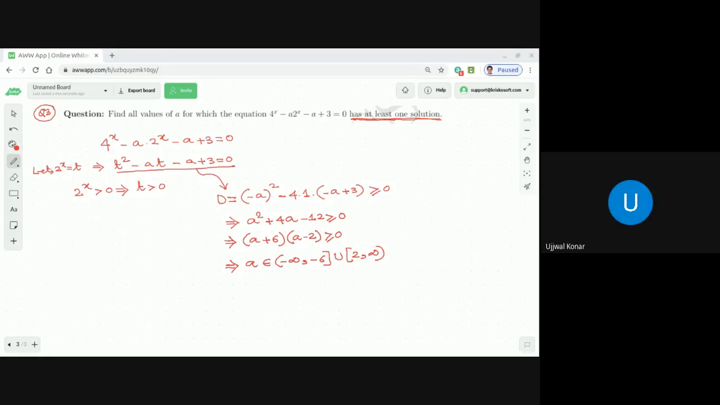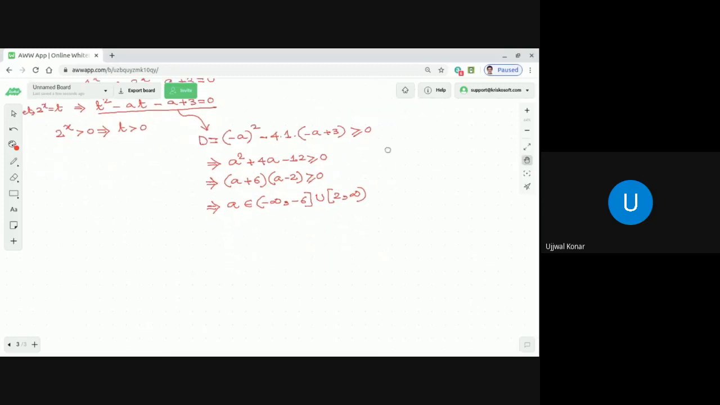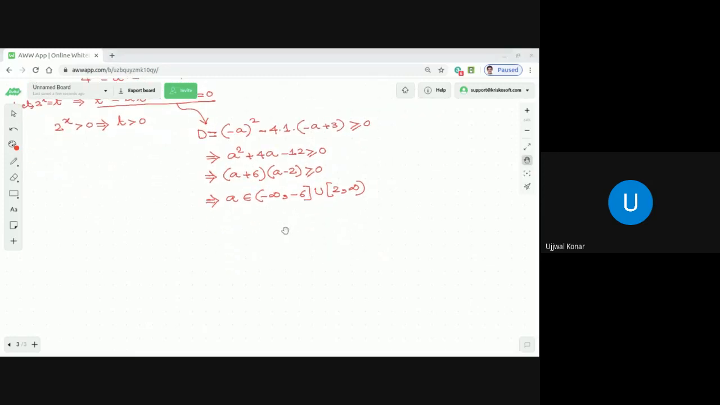Now, let us look into the question. What is the question? The question is to find all the values of a for which the given equation has at least one solution. That is the question, dear student. So then what are the values of a you are going to get? There are two sets. One is minus infinity to minus 6, and another one is 2 to infinity.